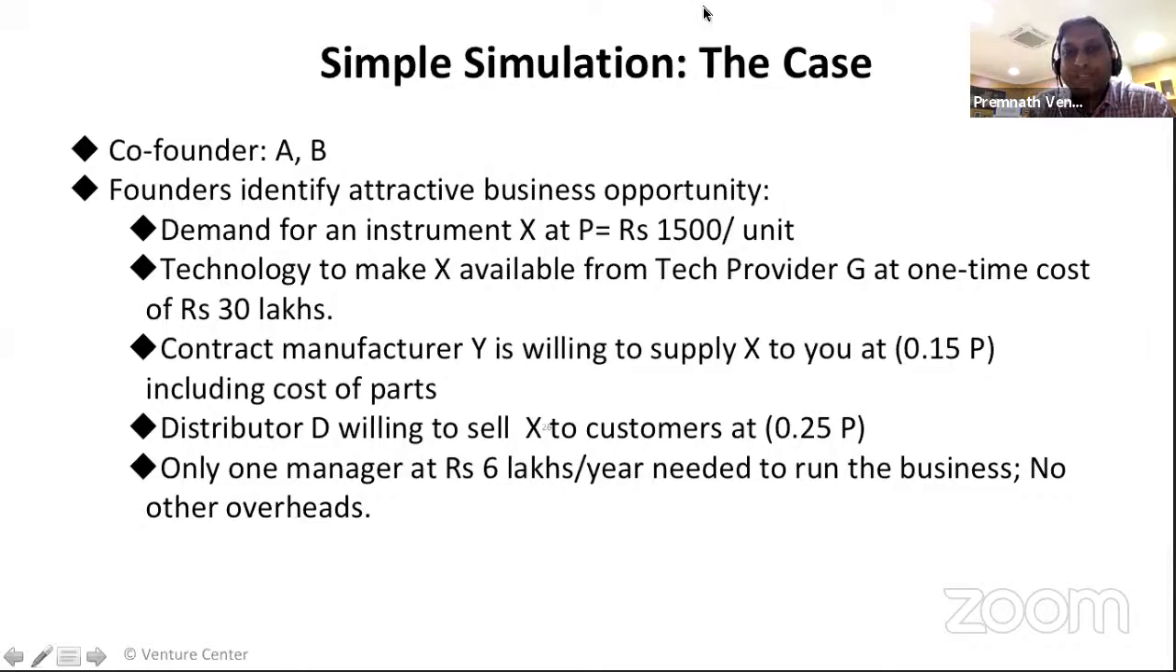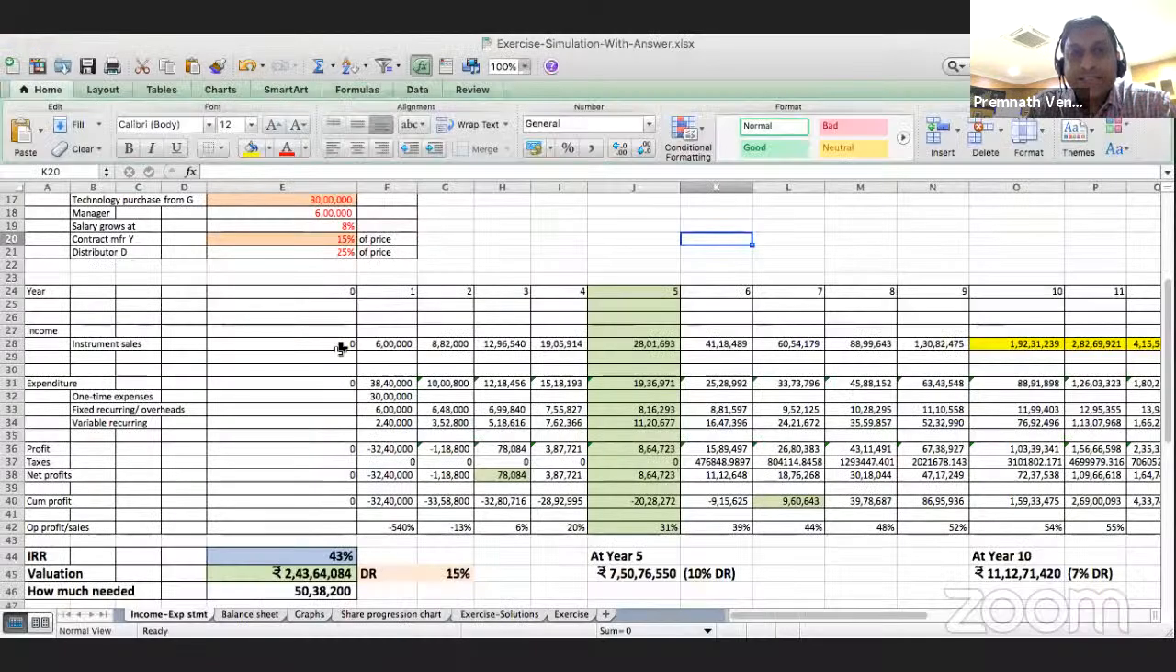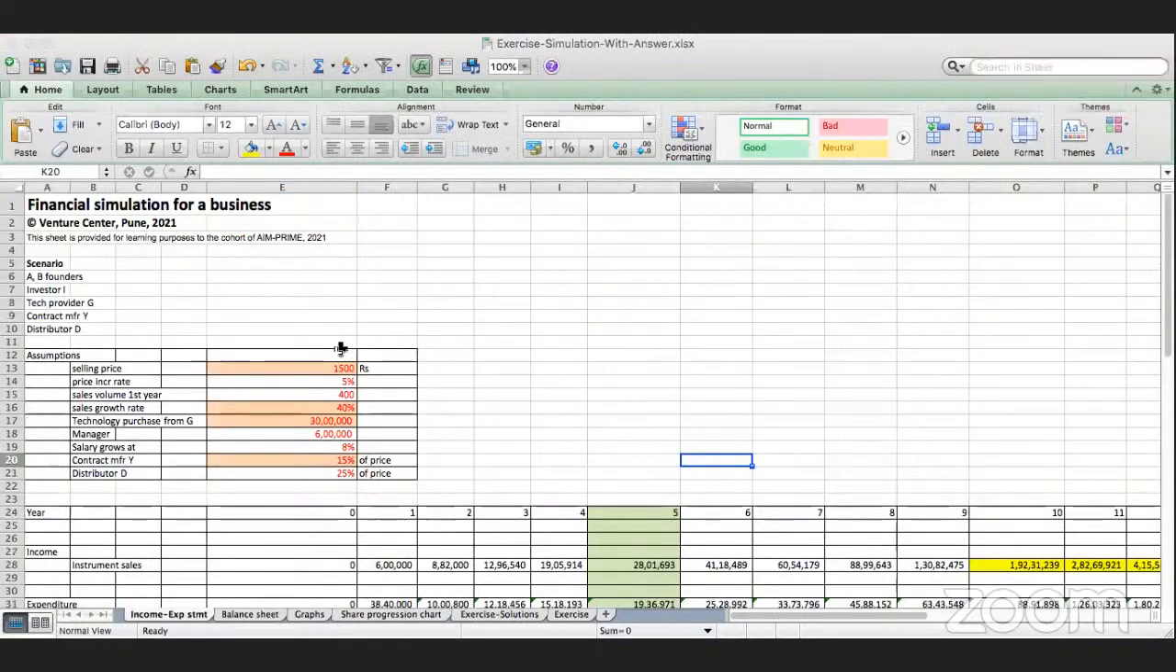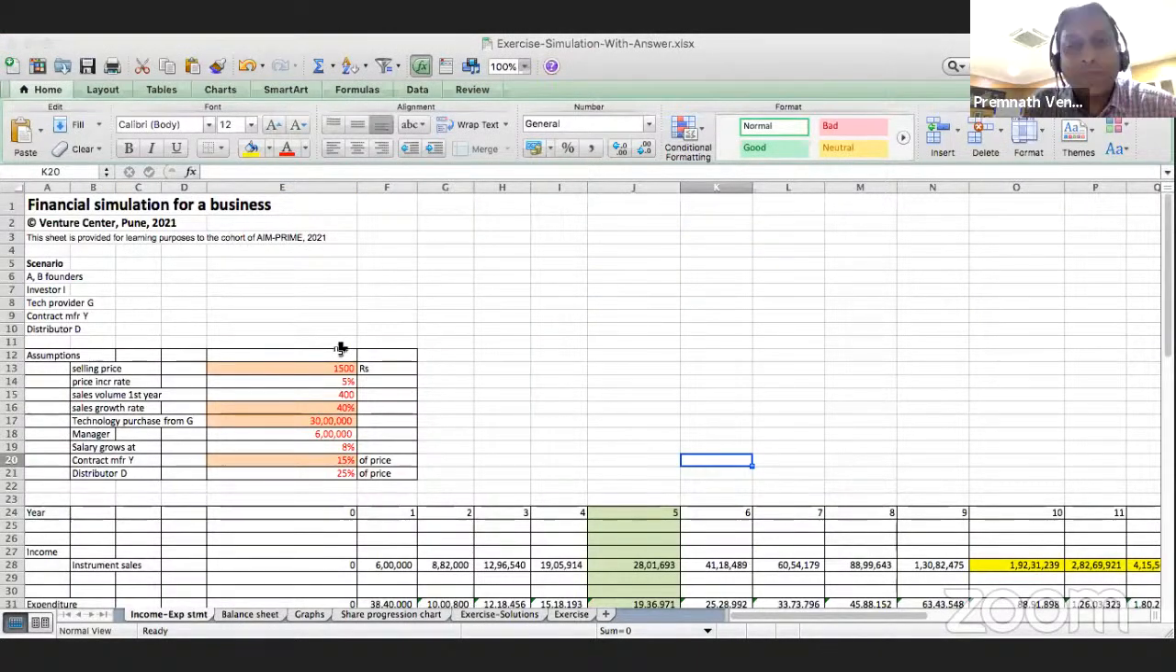Okay, so I'm going to stop share and go to the Excel sheet now. Okay, can you see the Excel sheet? Yeah. Okay. So all of you, I hope, also have opened this up. Now we are going to go through this very, very quickly and see what we can learn out of this.